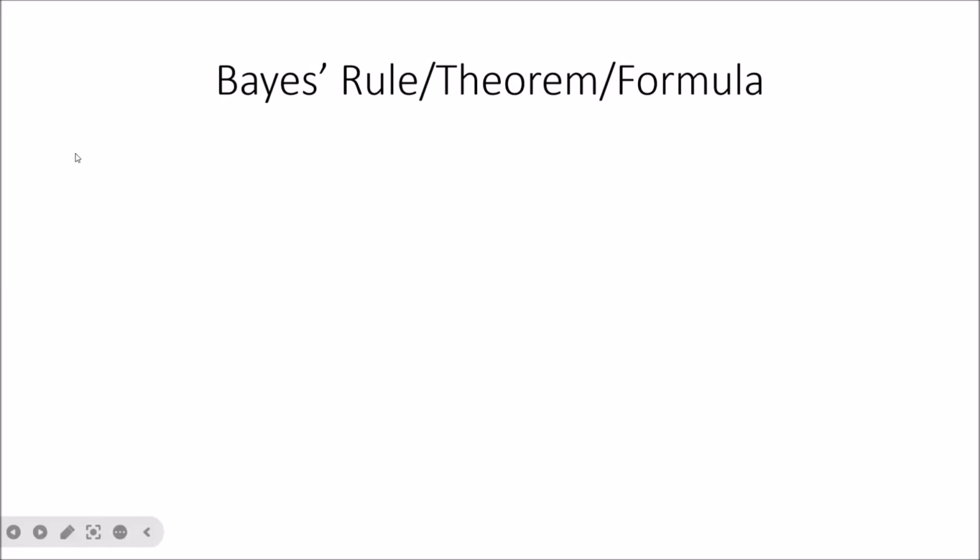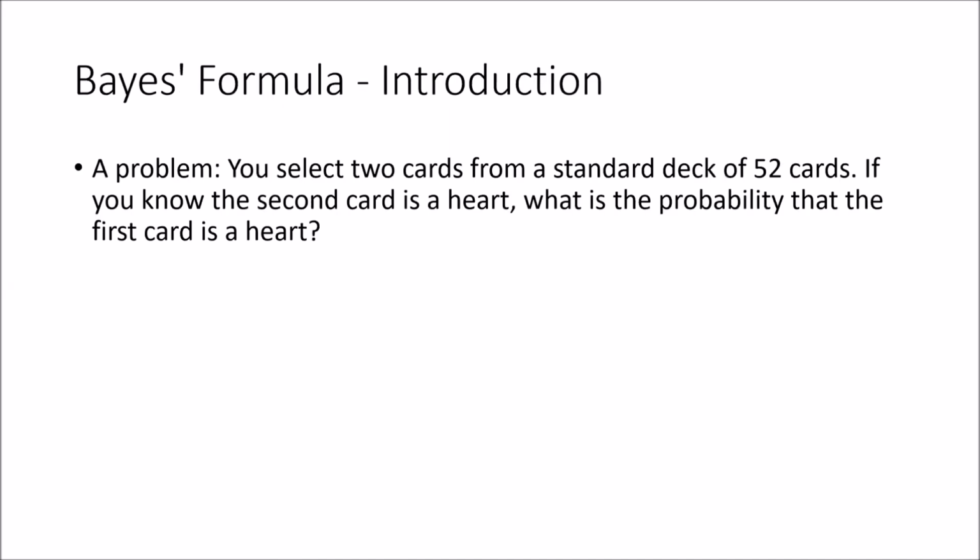Hi, everyone. Today I want to talk about Bayes rule, or Bayes theorem, or Bayes formula. Let's have a look at an example first. Suppose you want to select two cards from a standard deck of 52 cards. If you know the second card is a heart, what is the probability that the first card is a heart?